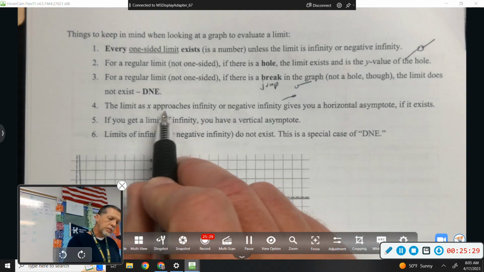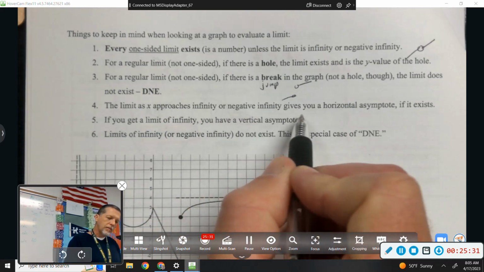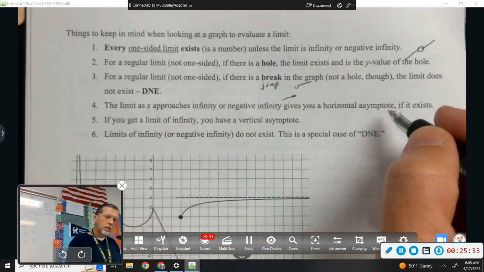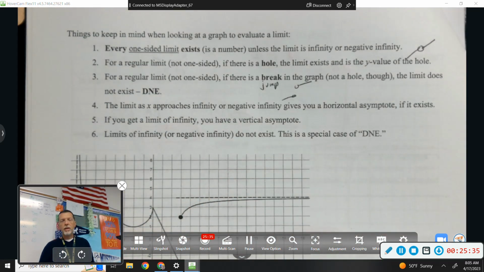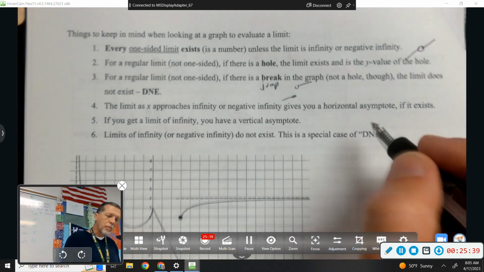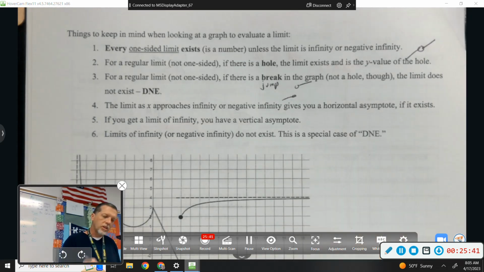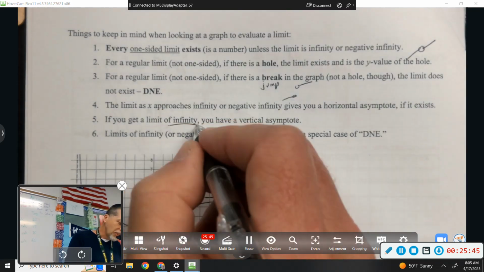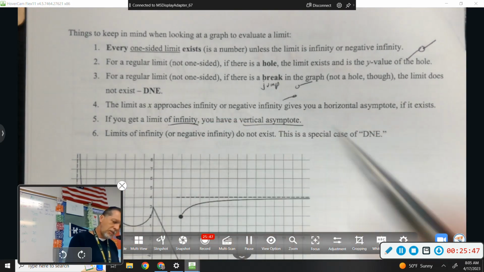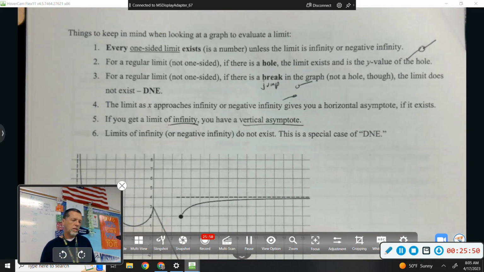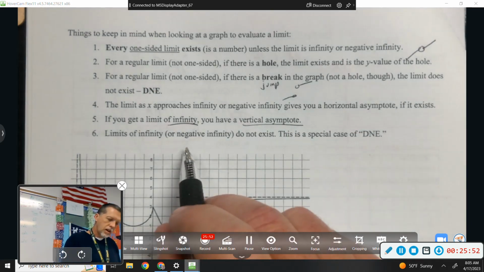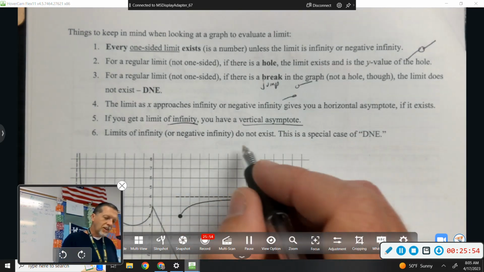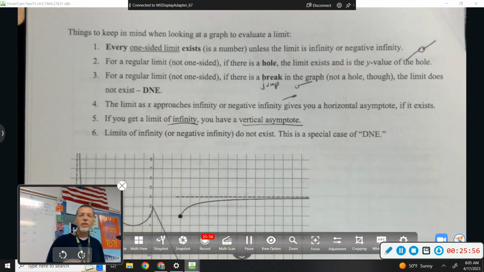The limit as x approaches infinity or negative infinity gives you a horizontal asymptote. Yeah, that makes sense. As x gets really big or really small, if the graph is approaching some number, then that's what a horizontal asymptote is. If the answer is infinity, then you've got a vertical asymptote. Limits of infinity, technically D and E, it's a special case of D and E.